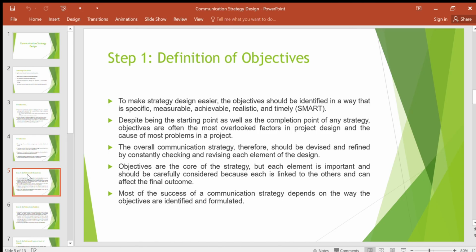And the overall communication strategy should be devised and defined by constantly checking and revising each element of the design. You should constantly revise it. You should constantly check it.